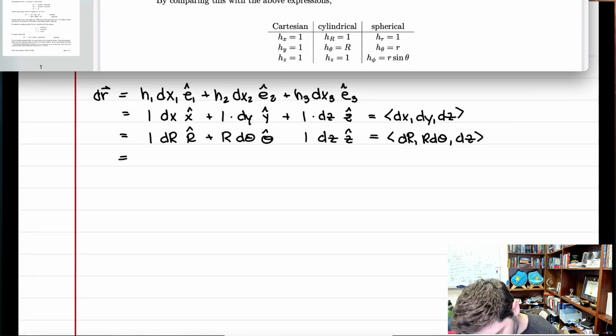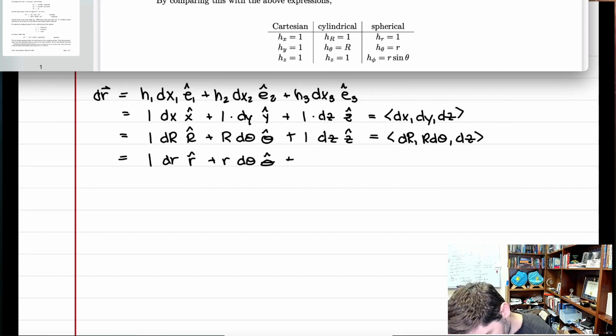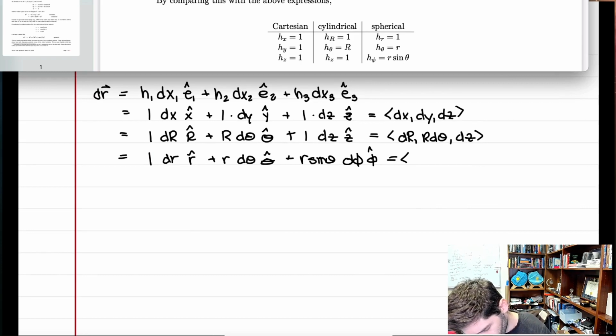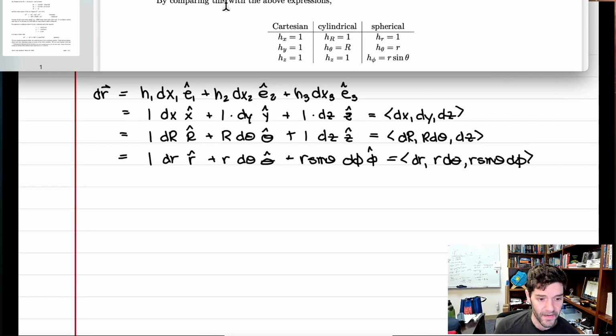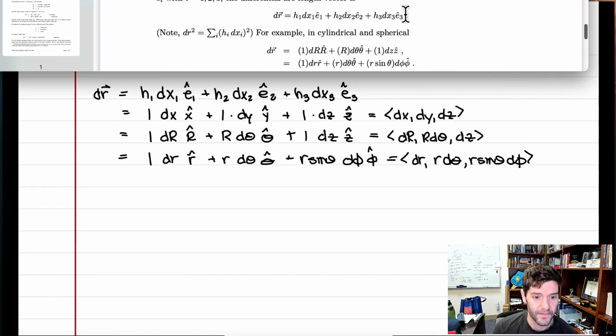For spherical coordinates, write 1 dr in the r direction plus r d theta in the theta direction plus r sine theta d phi in the phi direction. So again, it looks like it's dr, r d theta, r sine theta d phi. And again, by the general relationship, dr is just the product of scale factors and the differentials in each direction.